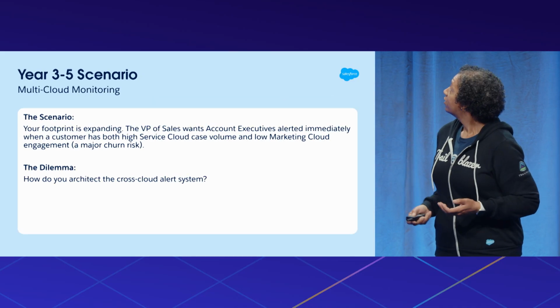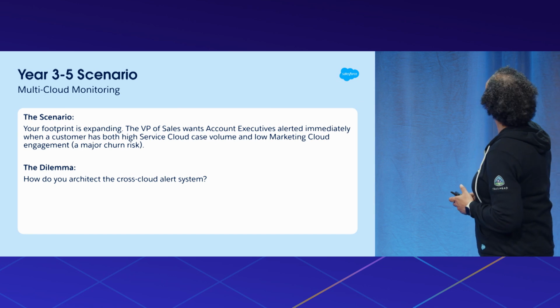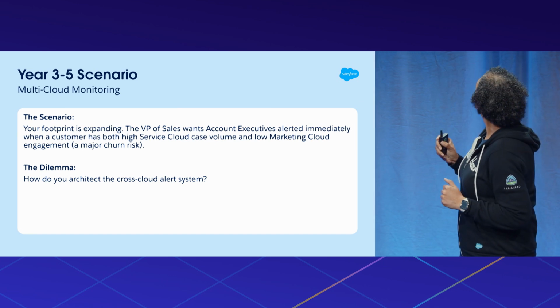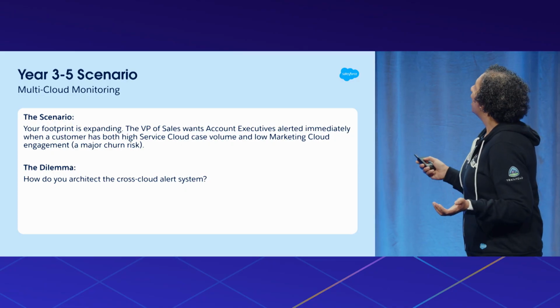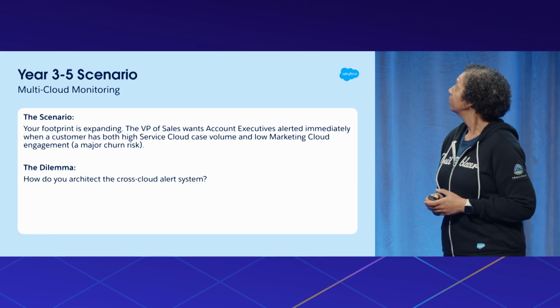So in this scenario, your footprint's expanding. The VP of Sales wants the account executives to be alerted immediately when a customer has high-risk Service Cloud case volume and low Marketing Cloud engagement. That would be a churn risk, right? How do you architect a cross-cloud alert system?